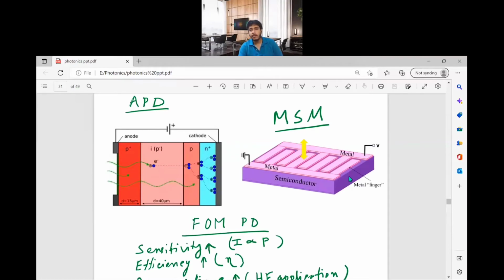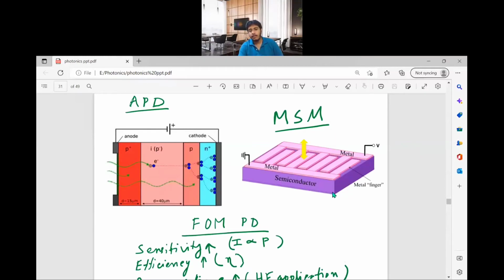Another one is the MSM photodetector. This is another type of photodetector where you can make a metal plate or interdigital structure on the top surface. Light will be entering like this. These metals are alternately positive and negative. Whatever electron-hole pairs are generated will be drifted by these metal plates. This is positive, this is negative, so we have an alternate positive and negative metal structure.